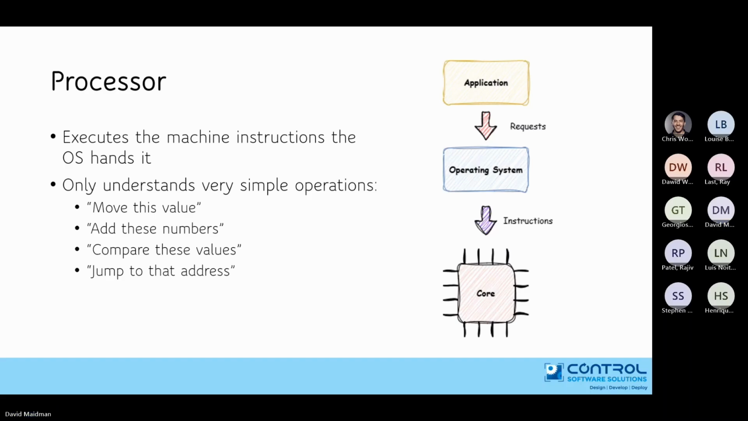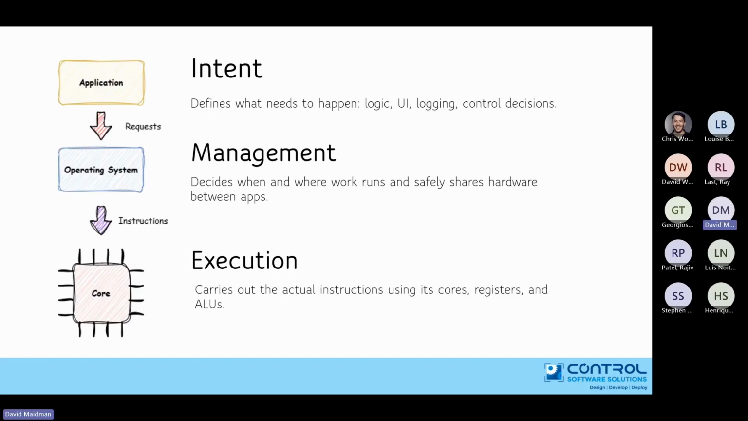Okay. So just a final thing on this. The way that I have come to understand it is that the application is where we define what needs to happen in our application. The operating system does the management. It knows how many processors it's got. It then decides who's going to do what, how it allocates the work, and how things are scheduled. And then the actual execution is done on the processors.